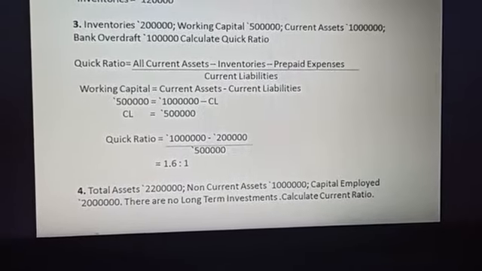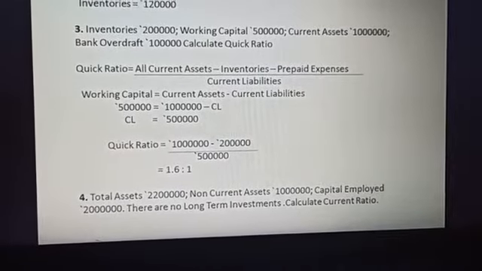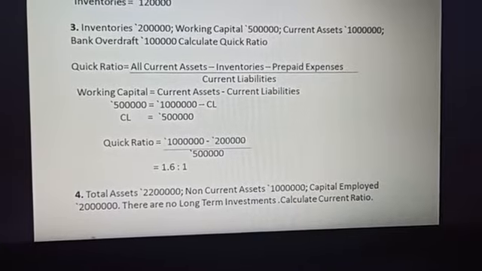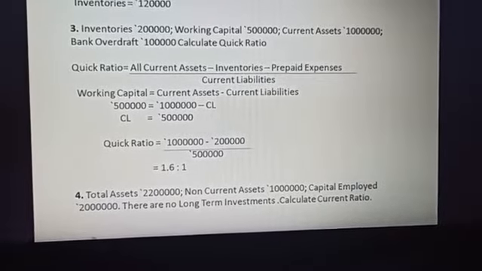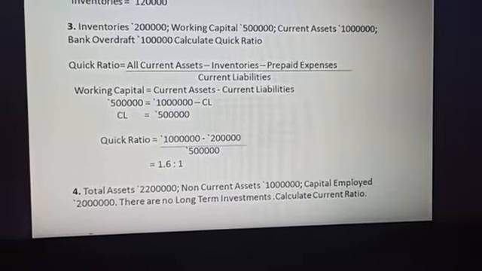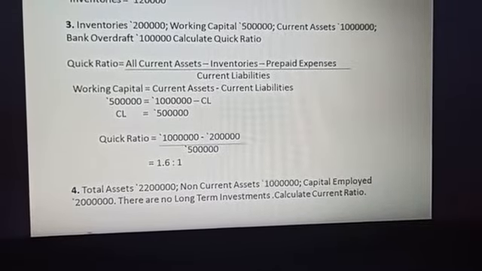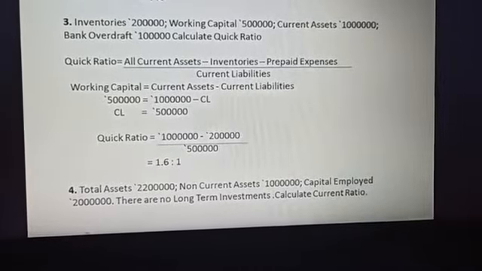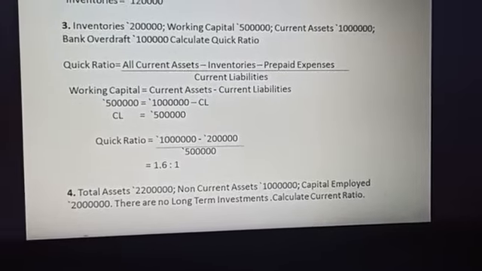Number 4 is somewhat different from the previous sums. Total assets is given 22 lakh. Non-current assets is given 10 lakh. Capital employed is given 20 lakh. There is no long-term investments. We are asked to calculate the current ratio.